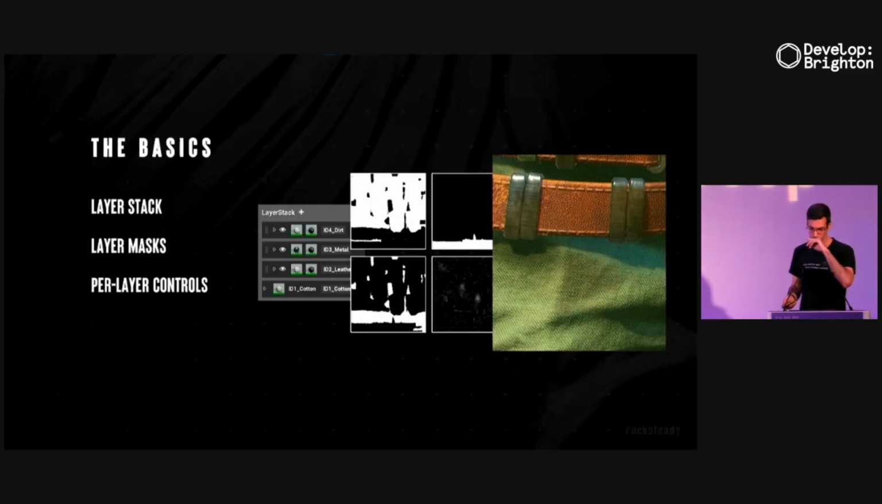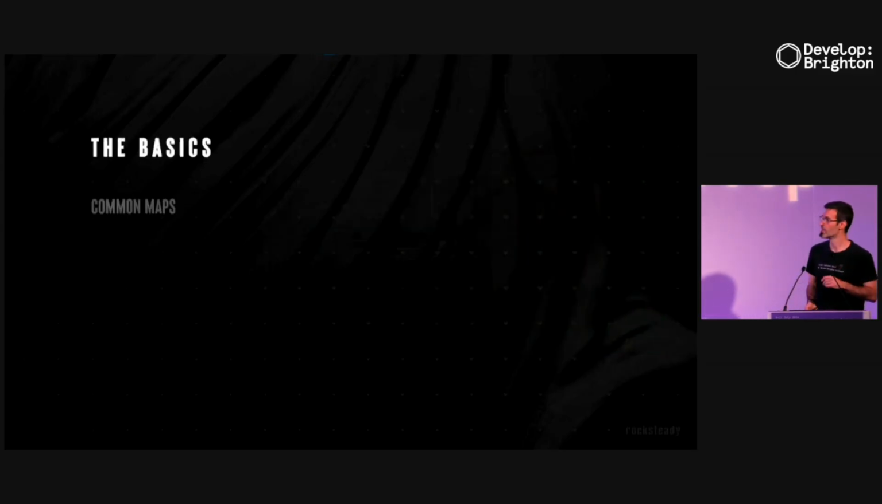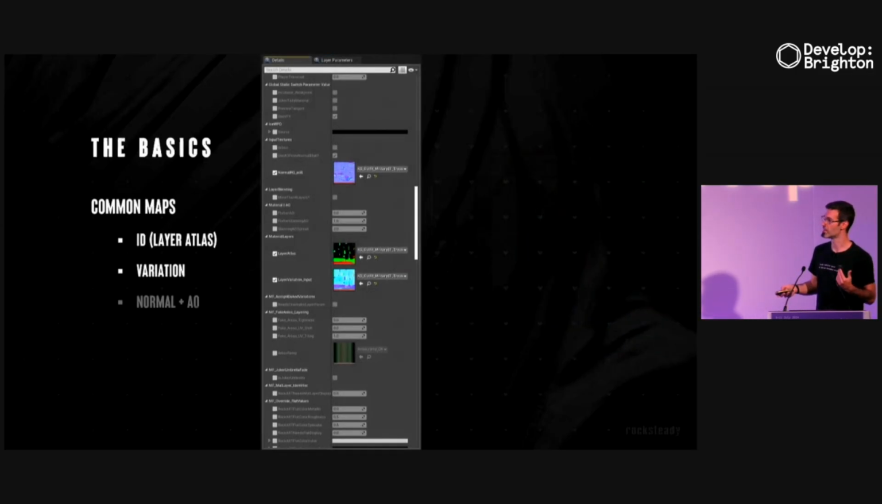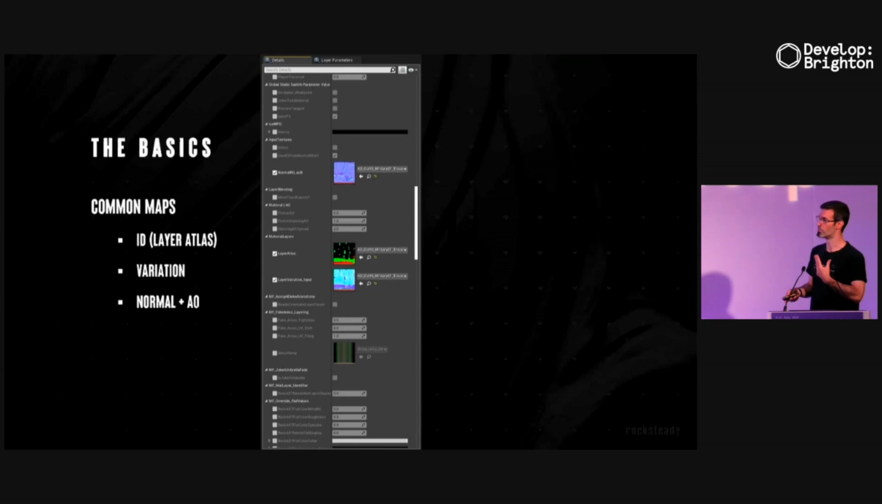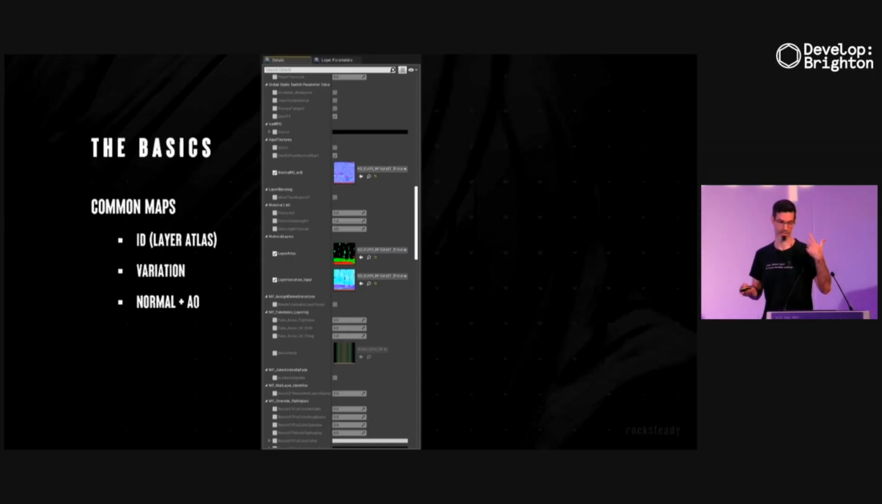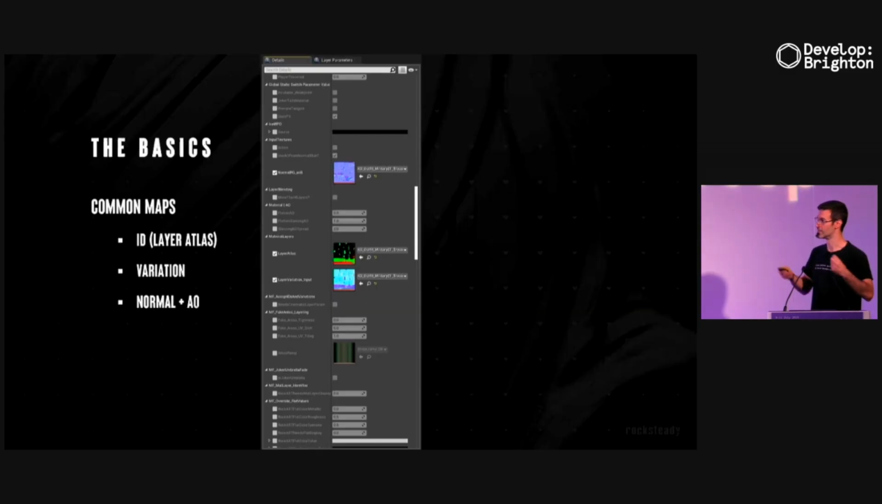In our case, we have, on one side, the 3 common maps that all outfits use. Very few outfits have more maps than this, which are the ID map, which carries the layer masks. We also have the variation map, which carries information for the layers such as color, roughness, and surface detail coverage. And finally, we have the normal map, and we pack the ambient occlusion into it as well on the blue channel.